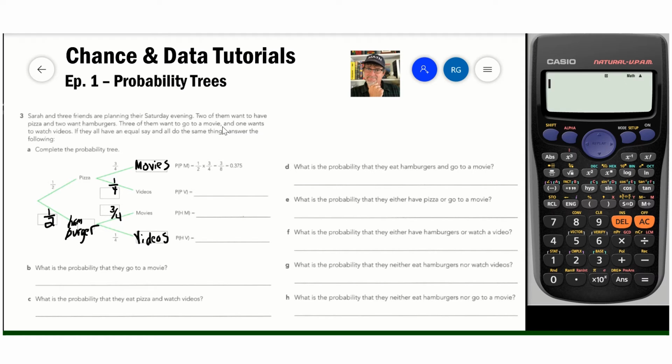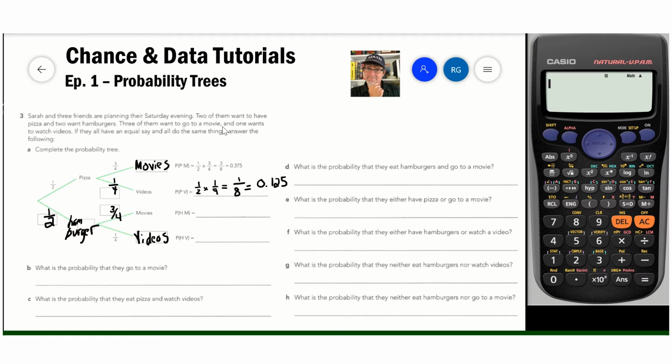So let's try the one for the probability of pizza and videos. So we start out with this 1/2, multiply it by 1/4. So it's just 1/2 times 1/4, and that gives us, well, you just multiply through your numerators and then your denominators. So we've got 1/8. And the decimal equivalent to that is 0.125. That's the probability of pizza and videos.